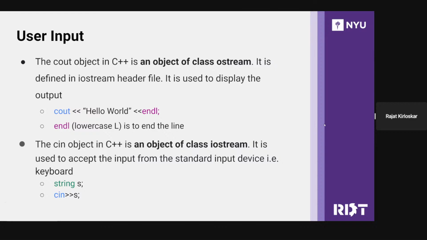The cin object in C++ is an object of class IOStream and is used to take input from the user. You can have various data types like string, integers, floats, and whenever you want to have an input from the user, you would use cin. In this case, it's a string, so you would use cin with the greater than sign twice, followed by the variable to accept the input from the user.